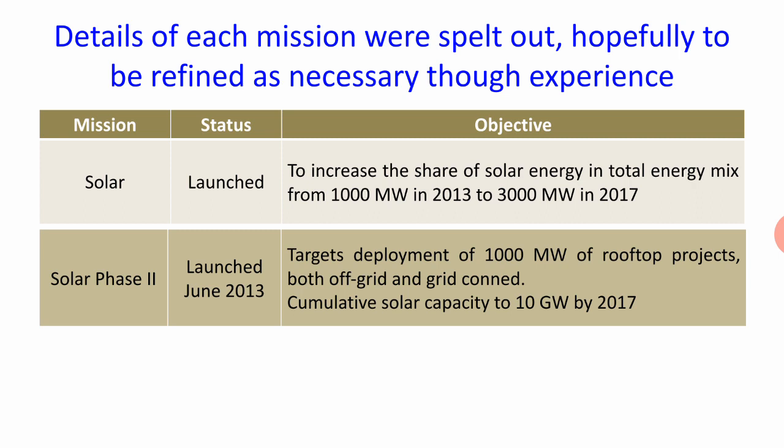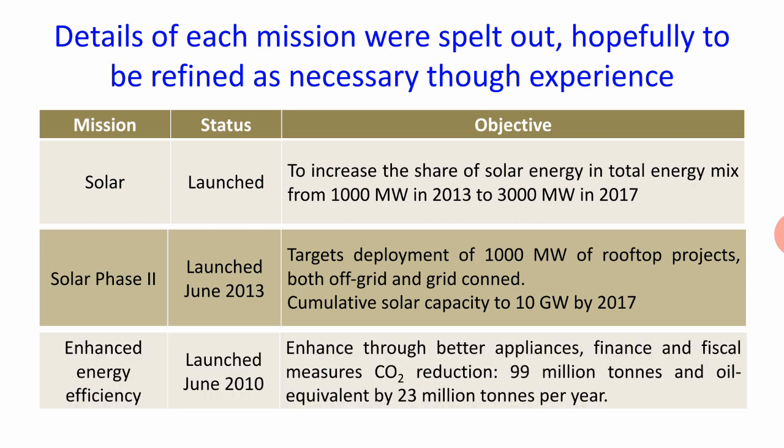There we can see solar phase 2, launched in June 2013. In 2013 we developed only 1000 megawatts, but by 2017 the target is to develop 10 gigawatts of power from solar. In this way we are going to reduce the dependency on our thermal power stations.